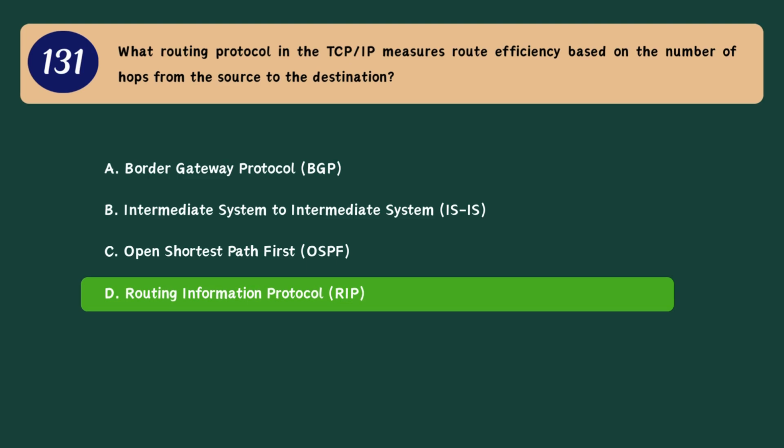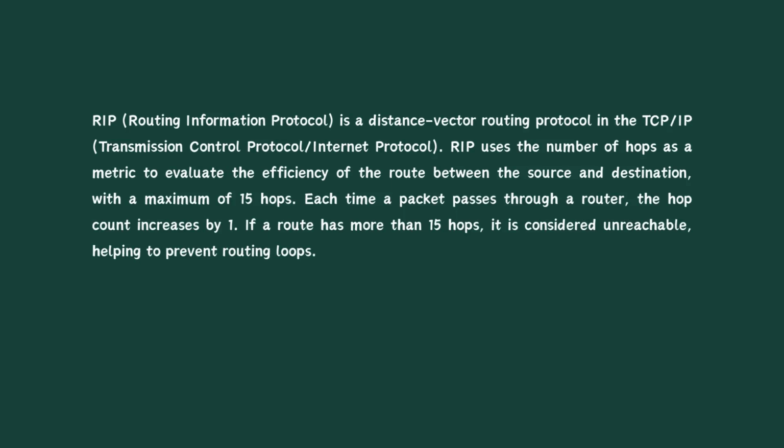Correct answer. D. Routing Information Protocol. RIP, Routing Information Protocol, is a distance vector routing protocol in the TCP/IP, Transmission Control Protocol/Internet Protocol. RIP uses the number of hops as a metric to evaluate the efficiency of the route between the source and destination, with a maximum of 15 hops. Each time a packet passes through a router, the hop count increases by 1. If a route has more than 15 hops, it is considered unreachable, helping to prevent routing loops.